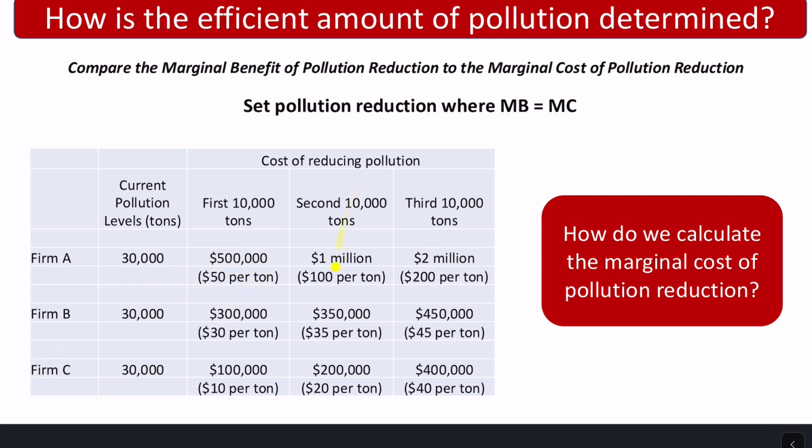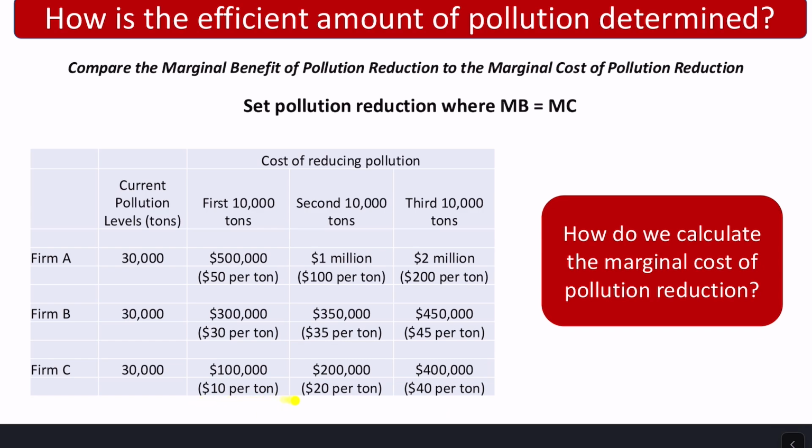Now, the other columns are reducing the second 10,000 and the third 10,000. So for firm C, that first 10,000 is $10 per ton to reduce, then it's $20 per ton, then it's $40 per ton to reduce that third. Once they get to this column here, there's no pollution. They start with 30,000. If they reduce the first, the second, and the third 10,000, there's zero pollution.